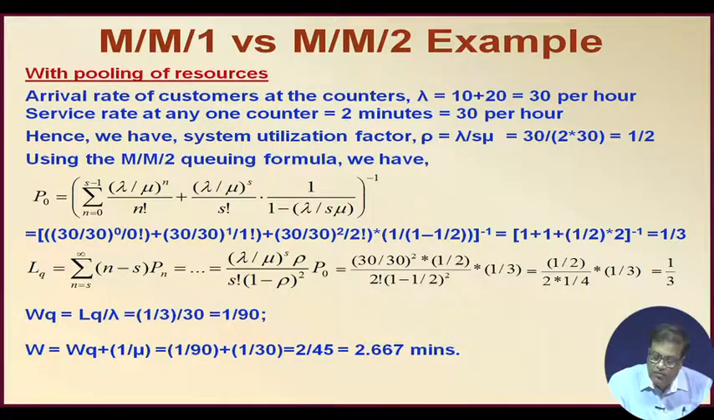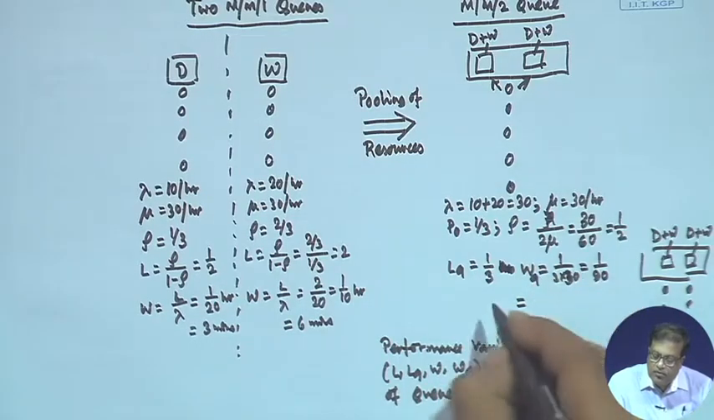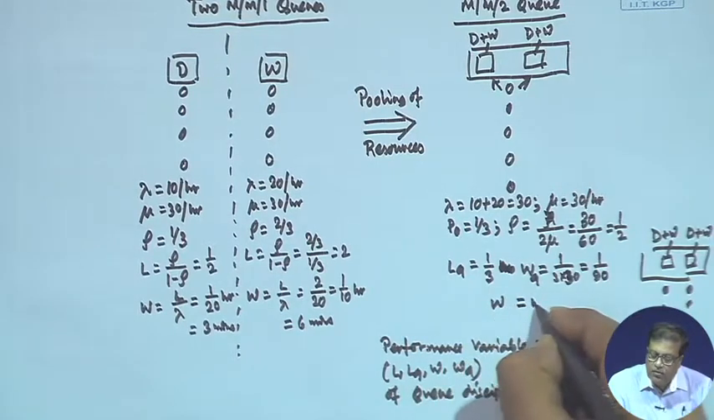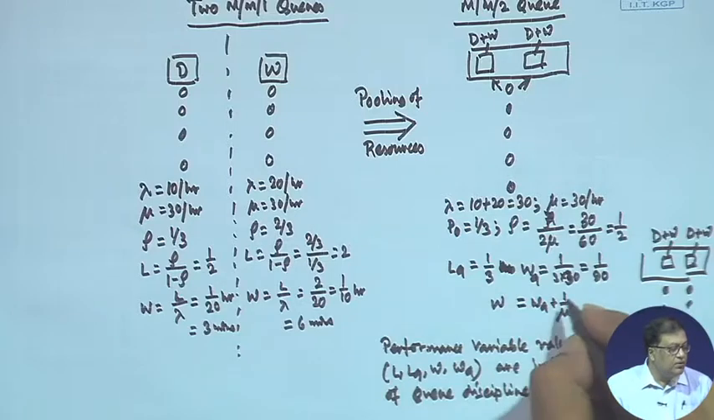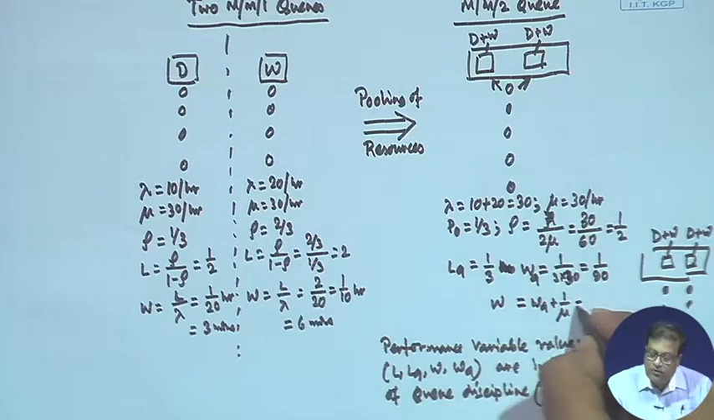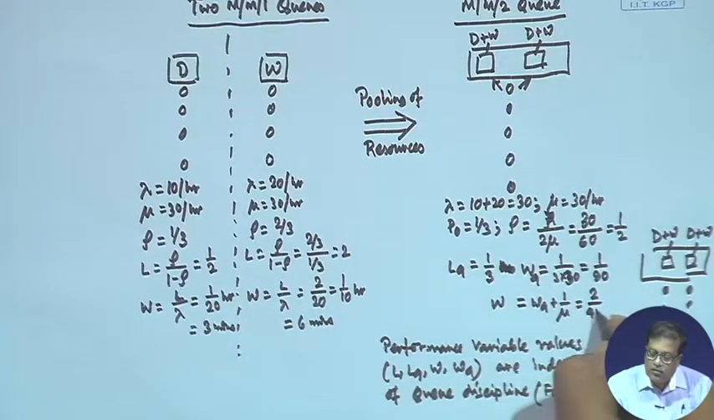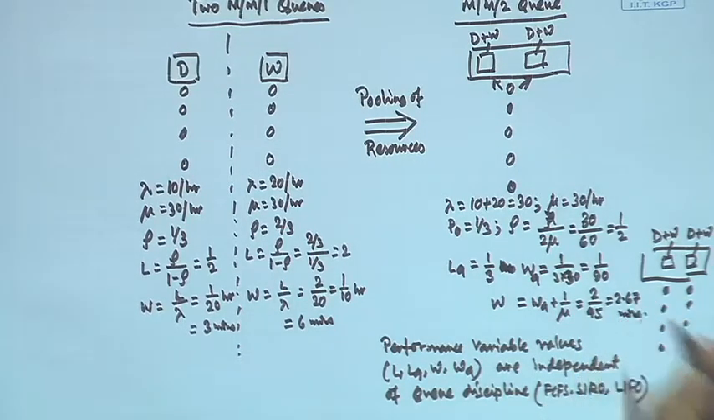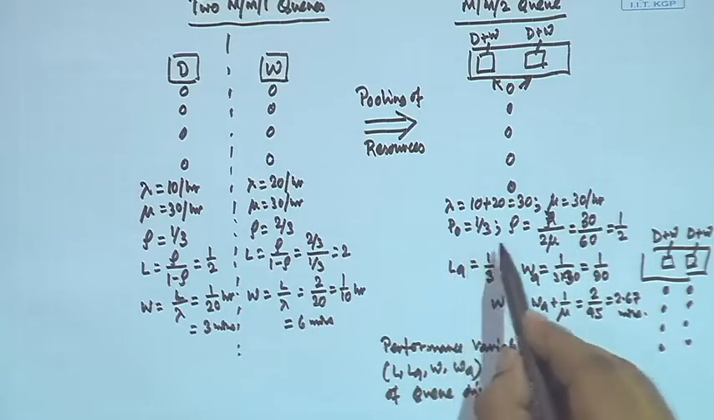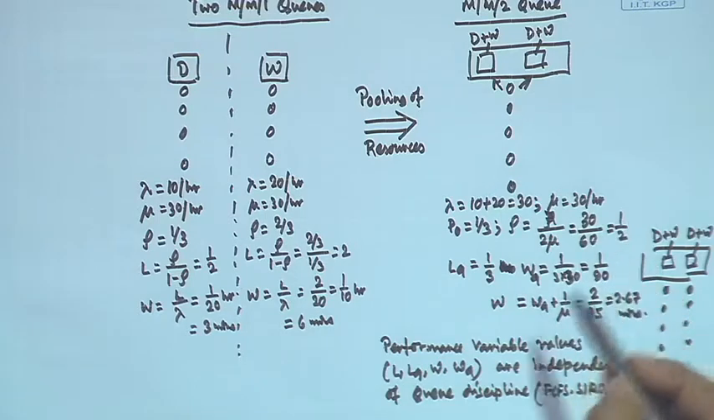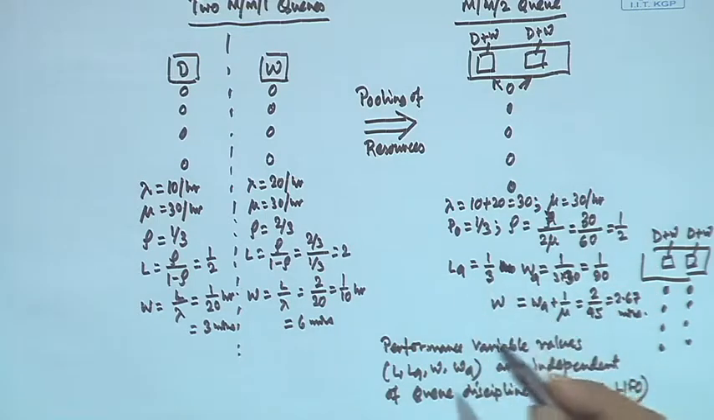So, again we have to find W, which is WQ plus 1 by mu, equal to 2 by 45, and that comes to 2.67 minutes. Once again, lambda is 30, mu is also 30, P0 is 1 by 3, rho is half, and LQ comes out to be 1 by 3.